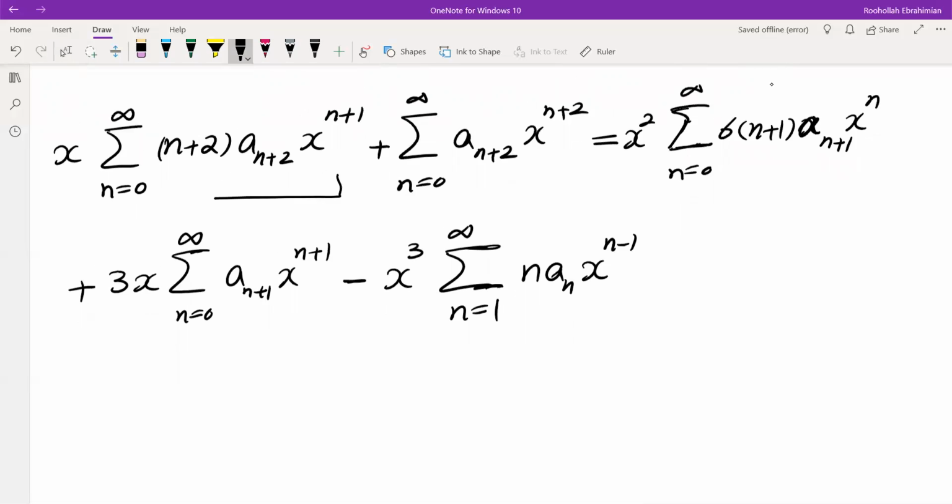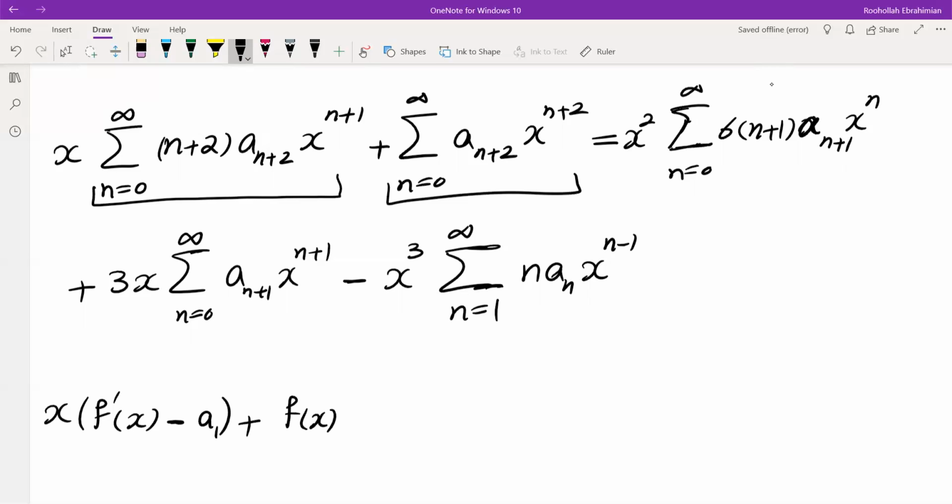So this one, as I said, is essentially the derivative. So that's the derivative of f, except it's missing one term. It starts from a2, it starts from 2a2x, but it needs to start from a1. So it's f prime of x minus a1 plus. The next term is essentially f of x, although it is missing the very first term, a0, and it's also missing a1x. So it's missing these two.